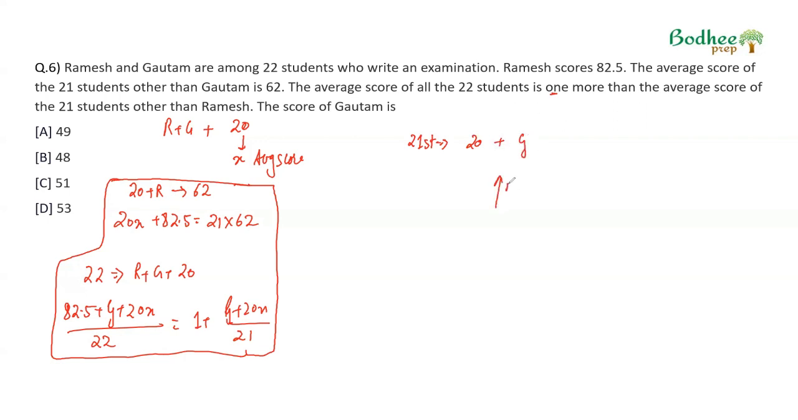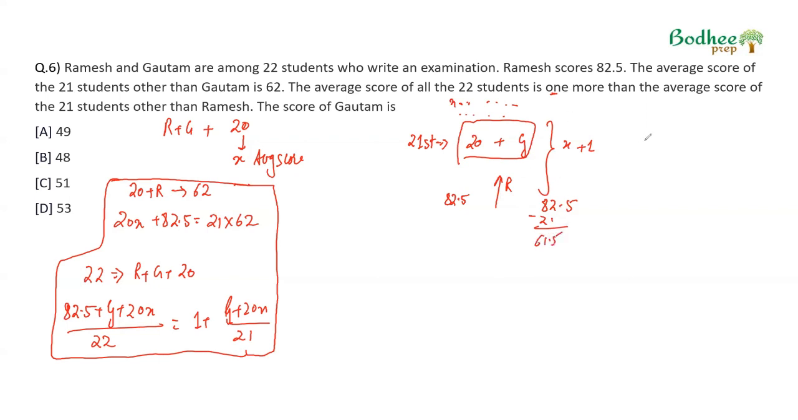If Ramesh is included here, the average of everyone will increase by 1. The average score of all 22 students will be 1 more than the average score of 21 students other than Ramesh. Now Ramesh has 82.5. Whatever the existing average is, suppose each of the student here has X marks with them, the average score of 21 students. Ramesh will have to give 1 mark to everyone so that the average for everyone becomes X plus 1. So Ramesh has to distribute 82.5 minus 21. 21 is to be distributed. So after Ramesh gives each of these 21 students 1 mark, Ramesh will be left at 61.5.